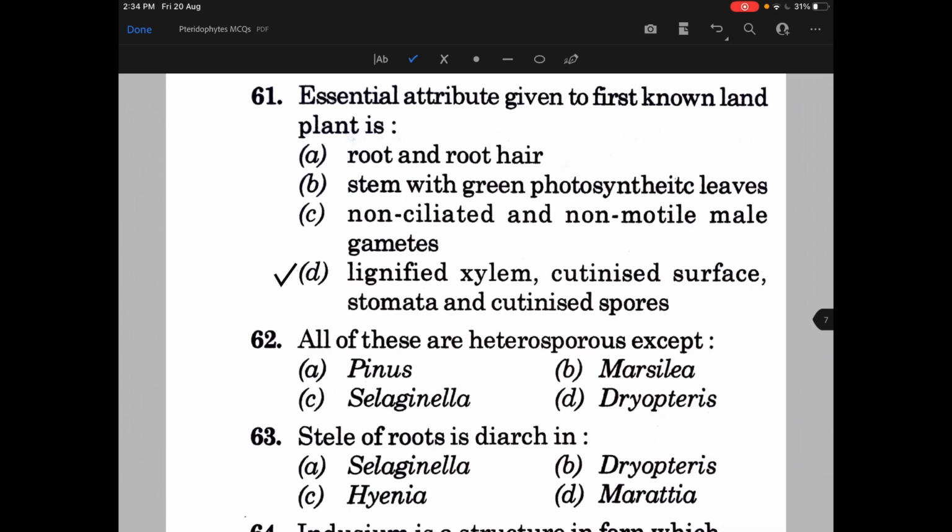All of these are heterosporous except dash. The answer to 62 is D, that is Pteris. Next, stele of roots is diarch in dash, and the answer to this is B, that is Pteris.